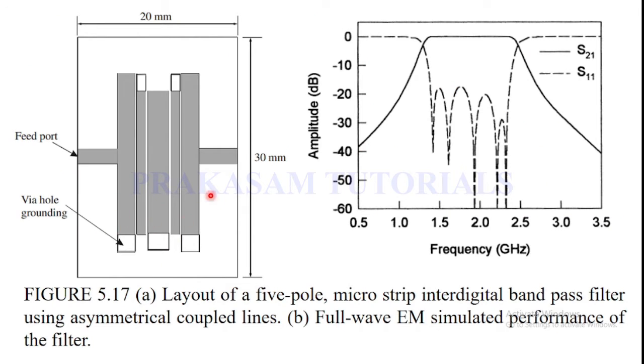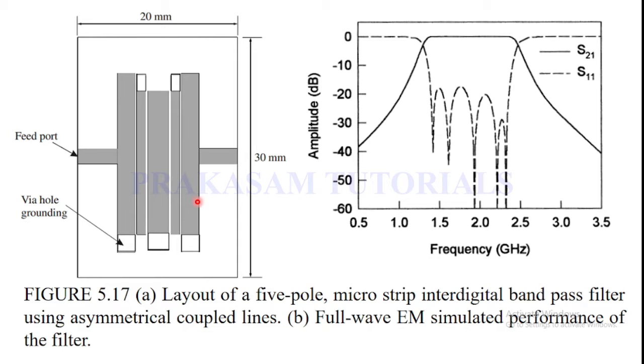This is the layout structure of the 5-pole microstrip interdigital bandpass filter using asymmetrical coupled lines. This is the response curve. In this layout, this is the 50 ohm transmission line and this is the other 50 ohm transmission line. These are the 5 poles of the microstrip interdigital bandpass filter: the first pole, second pole, third pole, fourth pole, fifth pole.